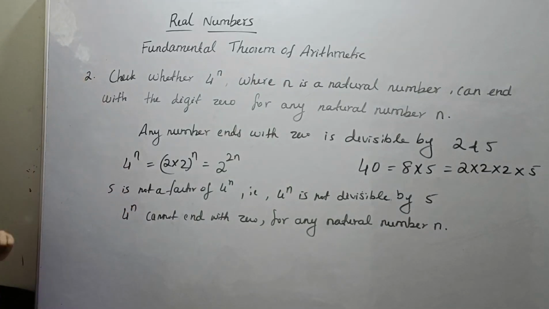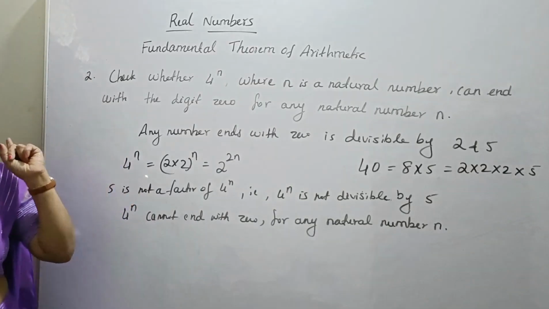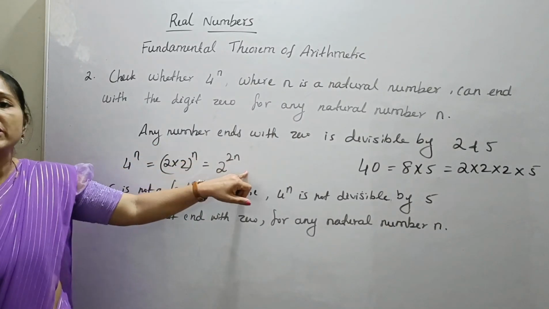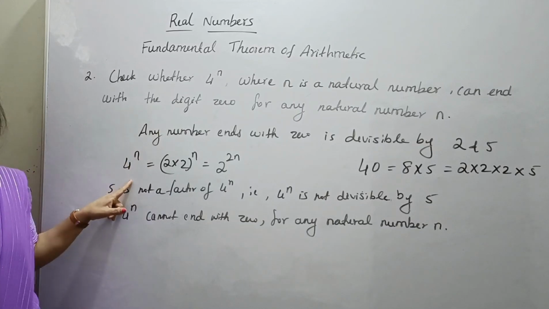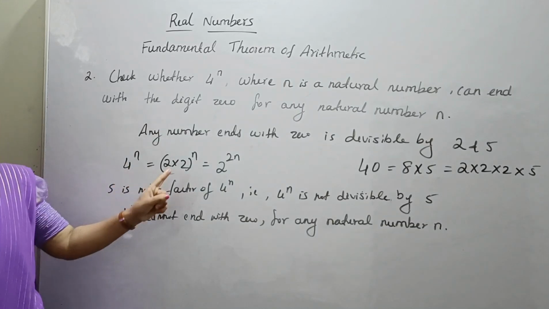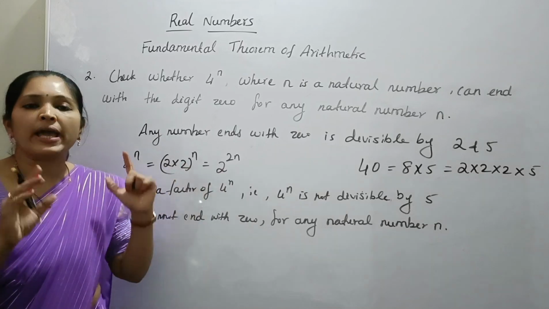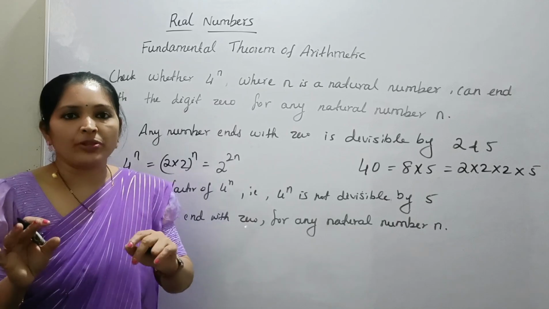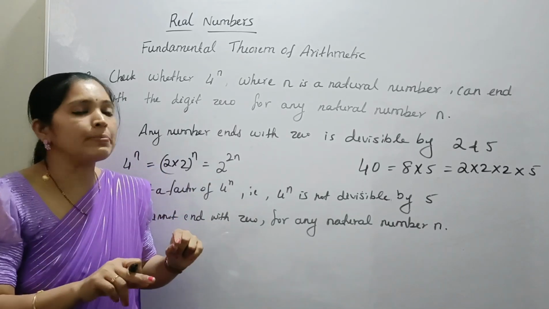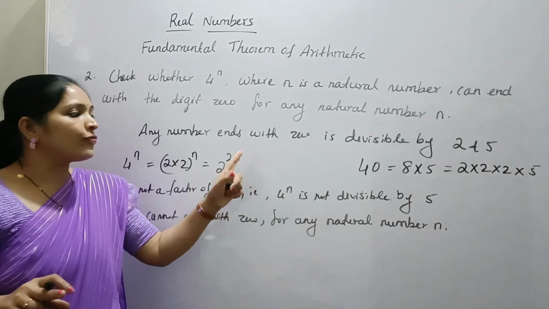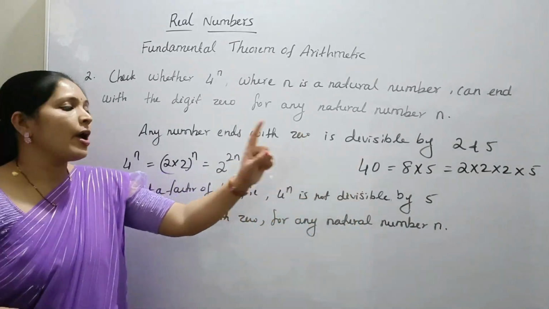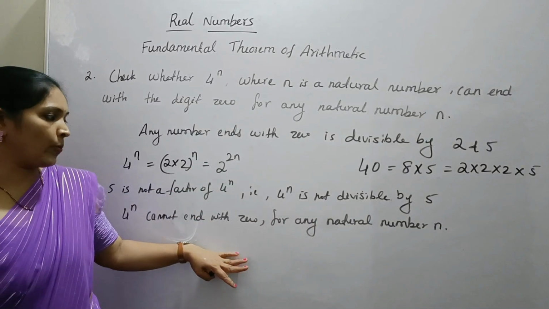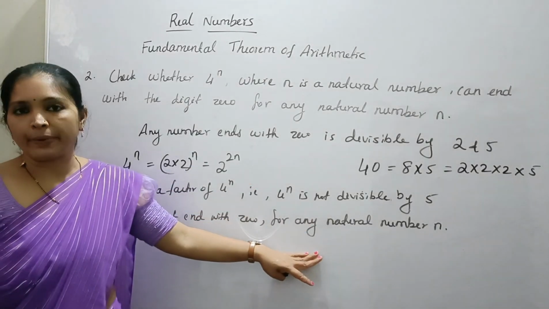Okay, that is, according to the fundamental theorem of arithmetic, 5 is not a prime factor of 4 raised to n. That is, 5 is not a factor of 4 raised to n. That means 4 raised to n is not divisible by 5. Okay, any number that ends with 0 is divisible by 5. Therefore 4 raised to n is not divisible by 5. Hence 4 raised to n cannot end with the digit 0 for any natural number n.